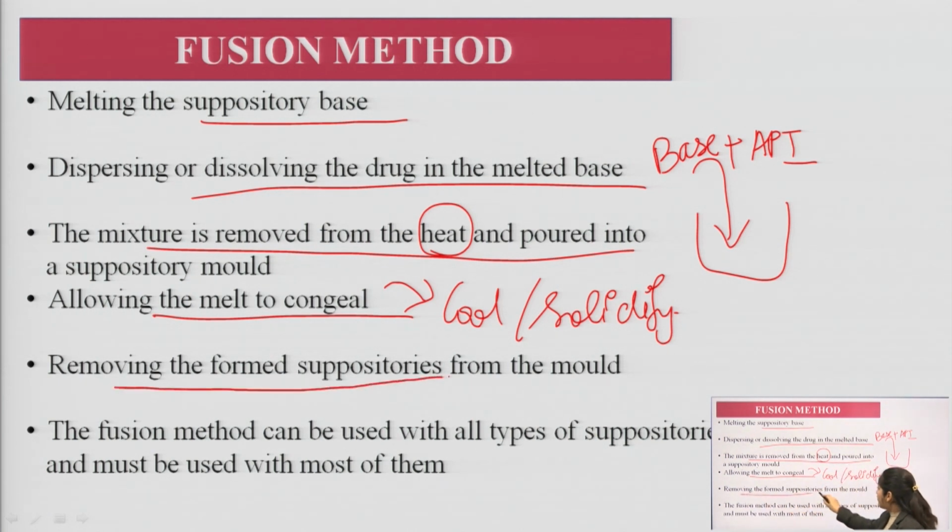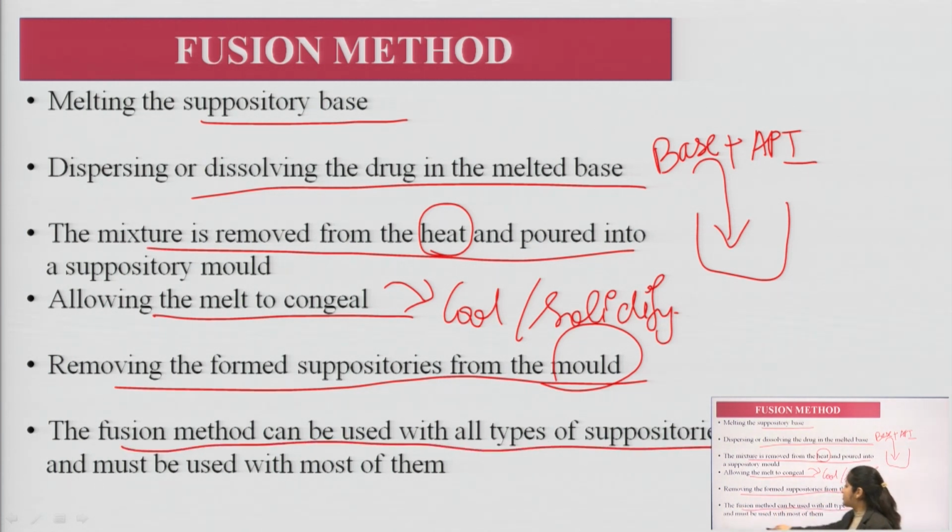Then you remove the formed suppositories from the mold. After the congealing happens, you remove your medicament from your mold. But removal requires highly skilled behavior, because if you do not remove it from the mold carefully, our suppository is going to stick to the mold, which is not at all desirable. The fusion method can be used with all types of suppository, or at least with most of them. Definitely, the fusion method is one of the most acceptable methods while making suppositories, because it is not very difficult or tedious, and it can be done very easily on a lab scale, even by a learner as well.